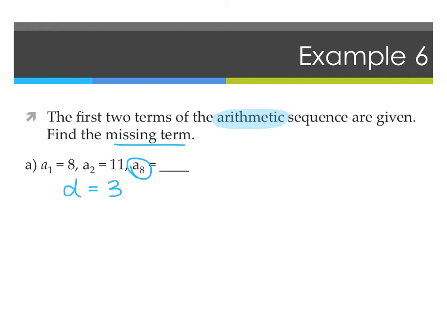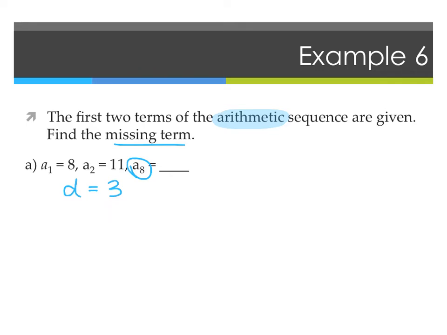So you actually have 2 choices, right? What's one way you could do this? I can keep adding 3 till I get to a sub 8, right? So I'd go to a sub 3, add 3 again, 4, add 3 again, 5, add 3 again, 6, add 3 again, 7, add 3 again, 8. Okay, what's the other way you could do it?